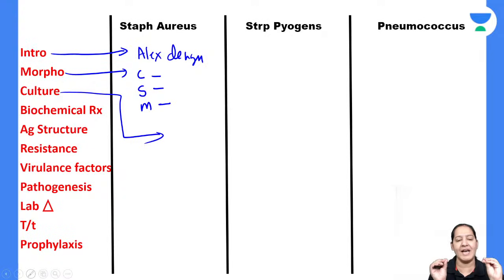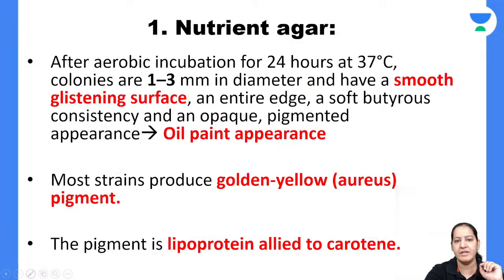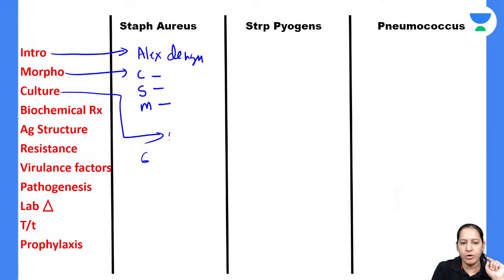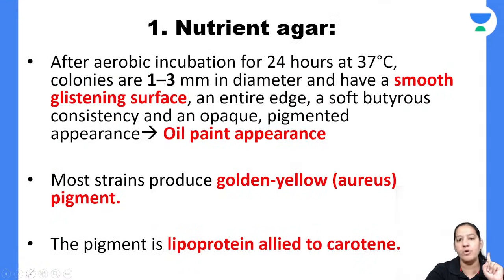So the next point here is the culture. Various cultures I am going to discuss here. Basically I am going to discuss six culture mediums, right? The first is the nutrient agar. You have to write one point. Write down nutrient agar, write down the main point in that. Write down blood agar, write down the main point in that. Write one point in all of them. Have you got it? So the first is the nutrient agar.